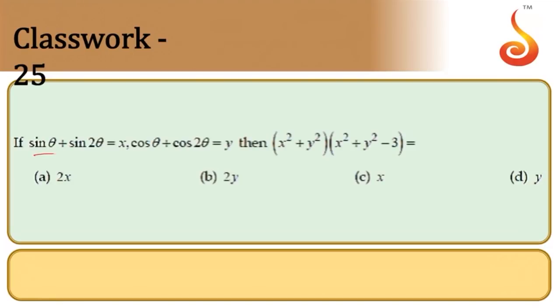So next one, sine theta plus sine 2 theta is x, cos theta plus cos 2 theta is y.